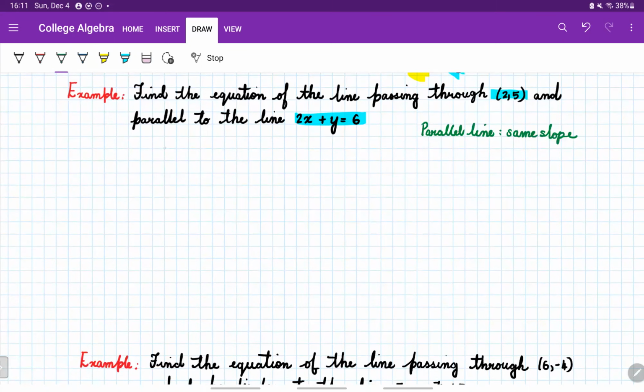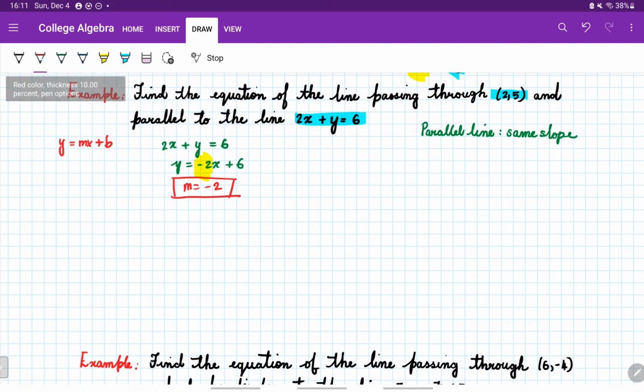That would be 2x plus y equals 6. We want it to look something like y equals mx plus b, where m is our slope. So that would be y equals negative 2x plus 6. So here we have slope as negative 2. So m here is negative 2, and this is our slope.